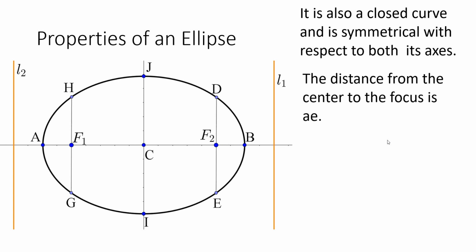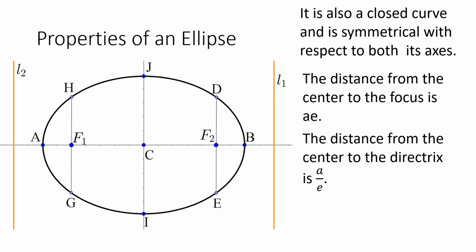Another, the distance from the center going to the focus is AE, half of the major axis times the eccentricity. And the distance from the center going to the directrix is A over E. Then, the length of the latus rectum, let's say this one, DE, is 2B squared over A. So these are the properties.